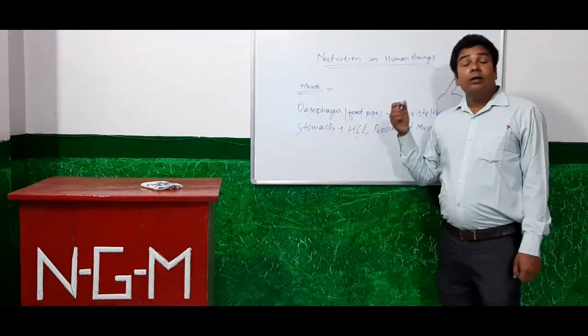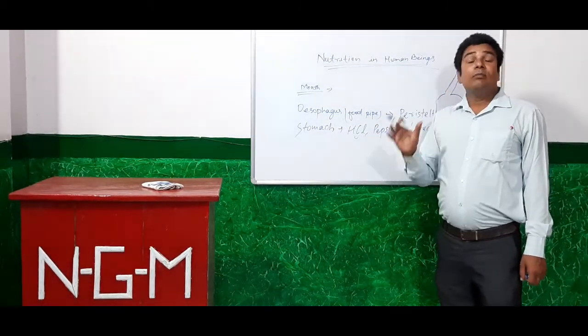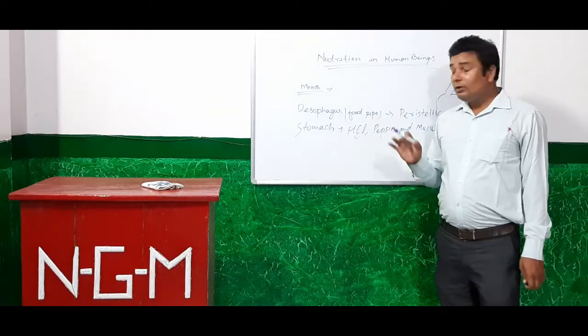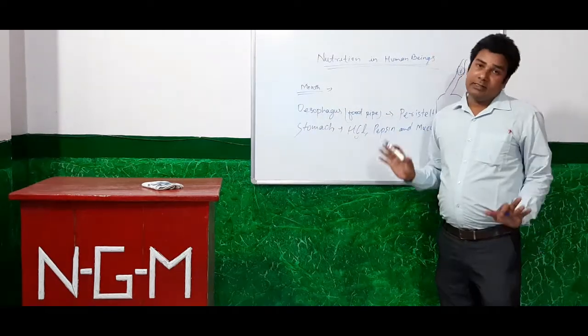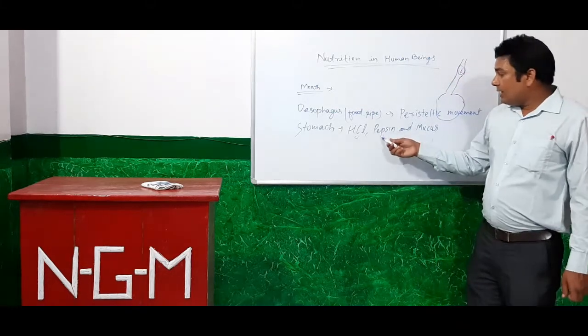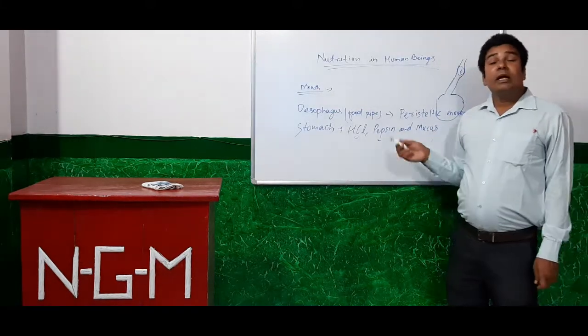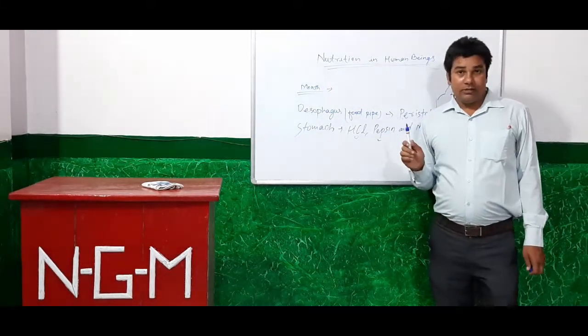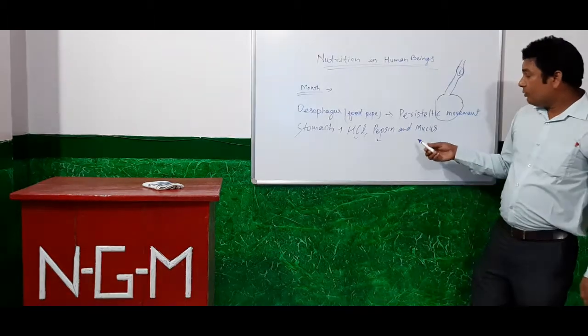What's the function of hydrochloric acid in our stomach? It kills the bacteria which come with our food and makes the food acidic. There are only two functions of hydrochloric acid. What does pepsin do? Pepsin helps in the digestion of proteins.